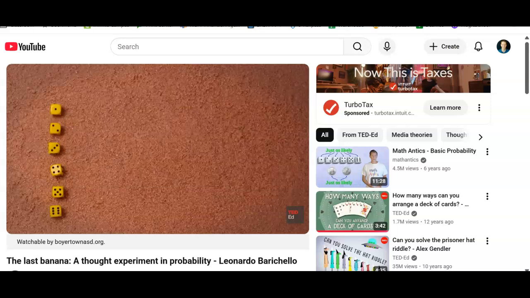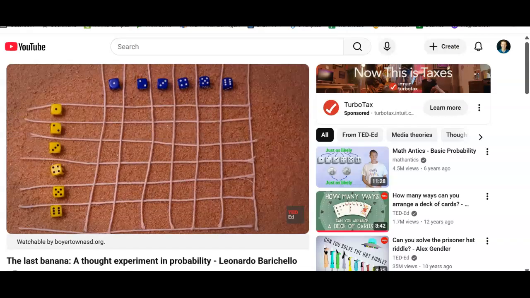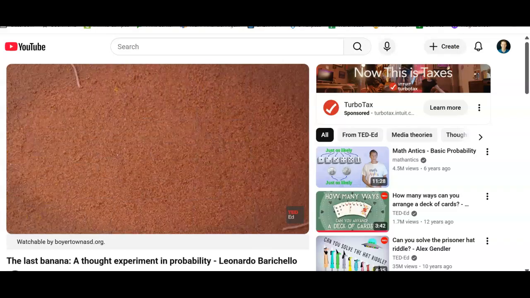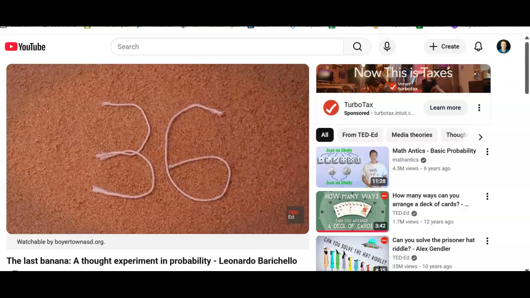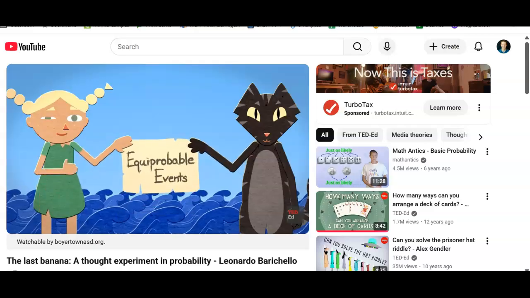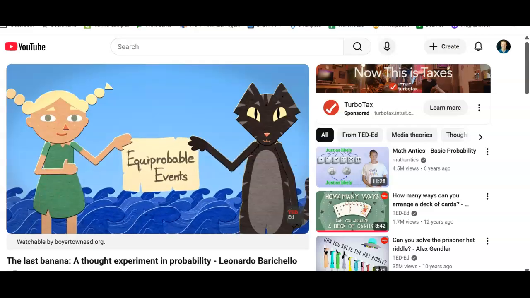These are the possibilities for the yellow die. These are the possibilities for the blue die. Each cell in the chart shows a possible combination when you roll both dice. If you roll a 4 and then a 5, we'll mark a player 2 victory in this cell. A 3 and a 1 gives player 1 a victory here. There are 36 possible combinations, each with exactly the same chance of happening. Mathematicians call these equiprobable events.